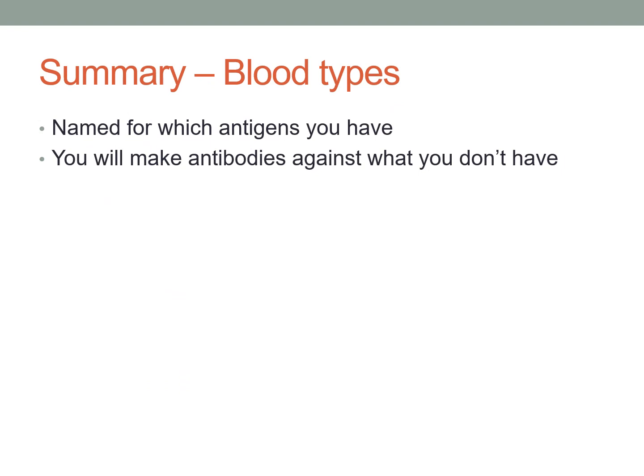All right. So in summary, for the blood types, they are named for which antigens you have. If you have A, you have type A. If you have B, you have type B. If you have neither A nor B, you have type O. And if you have both A and B, you have type AB. And then we add a positive or a negative depending on whether you have Rh. So if you have Rh antigen also, then you're positive, and if you don't, you're negative. And then just remember that you're going to make antibodies against anything that you don't have on your own cells. So any antigen that is a stranger is something that you will attack and make antibodies against.